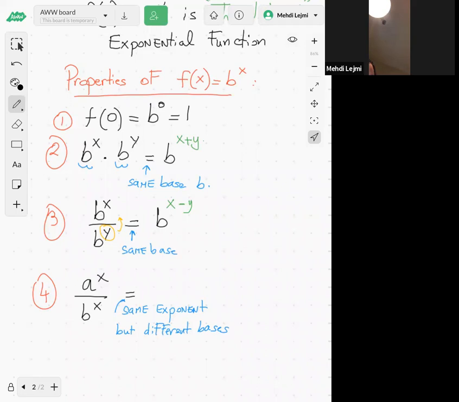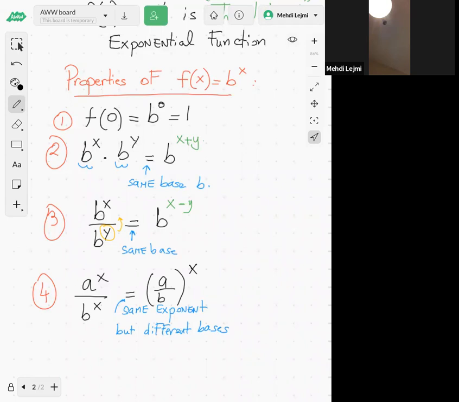So there will be a over b, the whole thing to the power x. If you have a common exponent, then you can pull out the exponent, so your whole fraction would be to the power x. Anyway, these are just some properties of the exponential. You are probably aware of these rules.